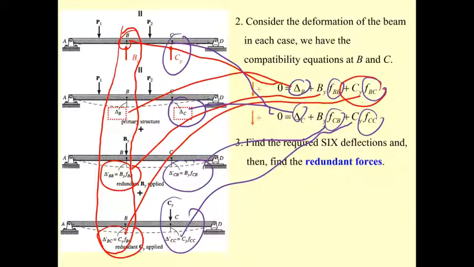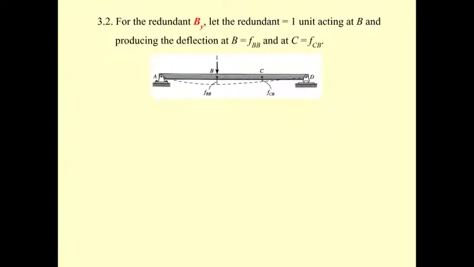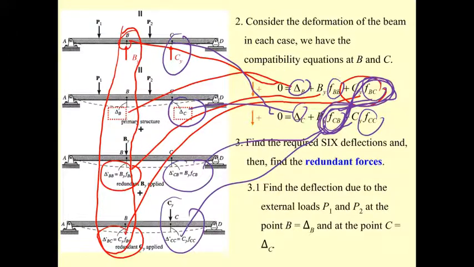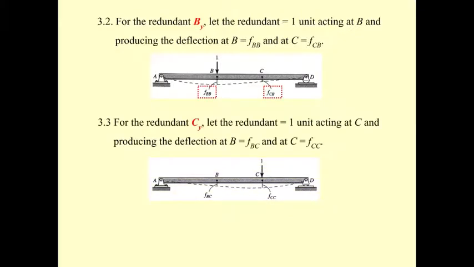But luckily, based on the Maxwell reciprocal theorem, F sub CB will equal F sub BC. So in total we are going to determine 5 deflections. Okay, now start with the primary structure, so you can determine the delta B and delta C. And then the beam subjected to the unit load B sub Y, and then the beam subjected to the unit load C sub Y.